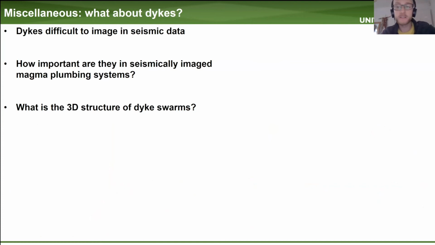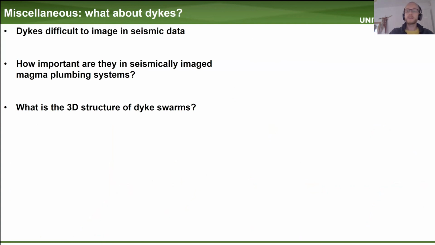The last thing I wanted to mention was dikes. I always get asked, well, you're looking at seismic reflection data. Reflections tend to bounce off things that are subhorizontal to get back to the surface. If things are vertical like dikes, it just goes deeper down, so you don't see anything. So how do you know sills and sill complexes are so important? What's the role of dikes?